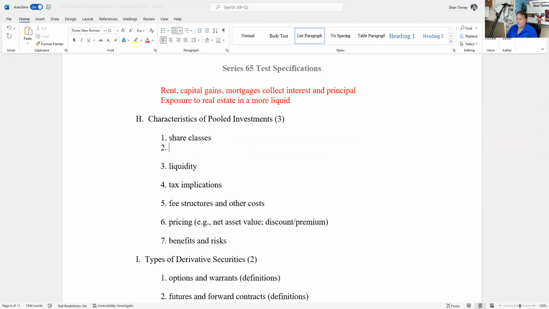Now the A share is the traditional share class that most of us, well, I shouldn't say most of us. One of the challenges on the 65, I kind of call it a baby 7. There's a lot of investments there. And while some of you may have a 6 and a 7, it's not a prerequisite. There are some of you that are taking a 65, and this is the first and only exam you'll be taking. And if that's the case, you're going to be associated with a fee-based investment advisor.